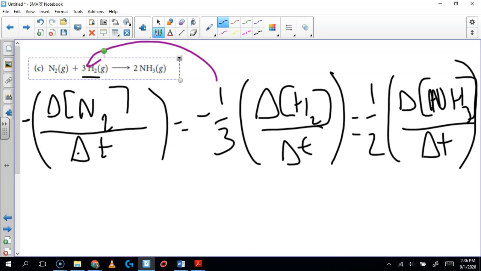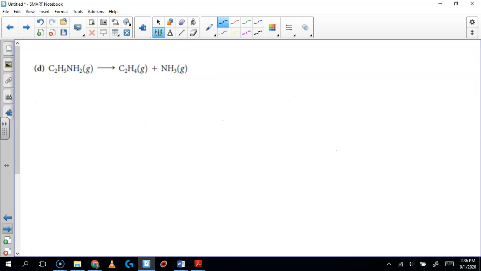Okay, so that's related rates. So now take a minute and see if you can do this. Pause, see if you can figure this out. This one should be a little more straightforward. Okay, so now let's write this. All of the coefficients are 1.